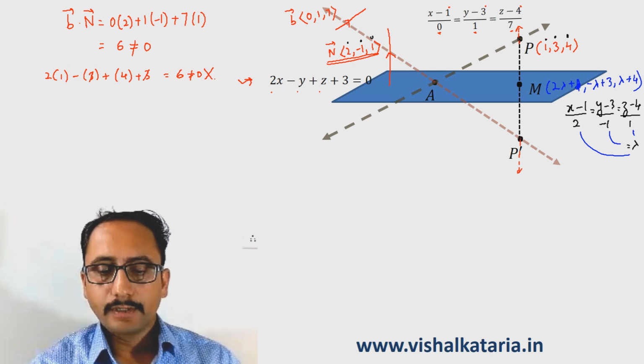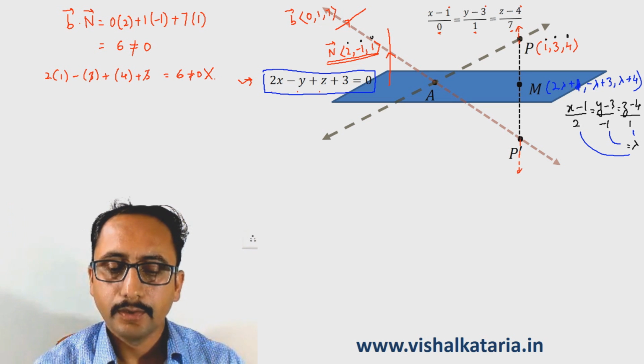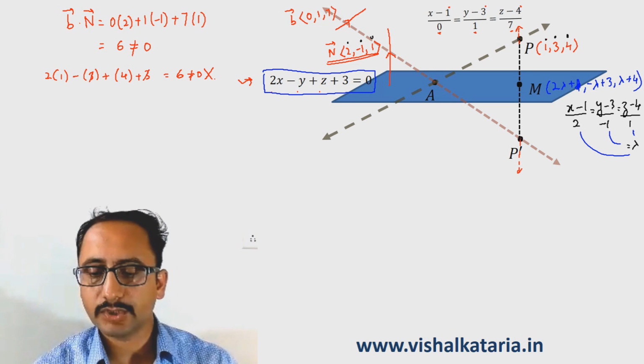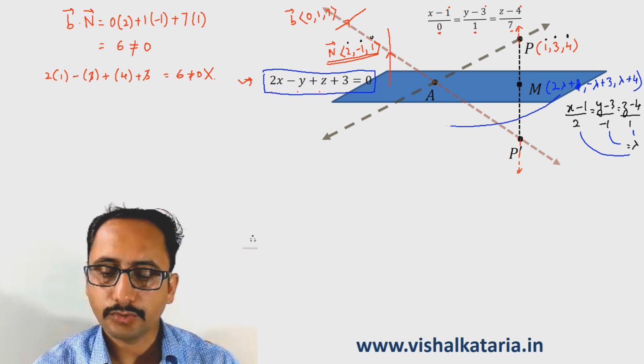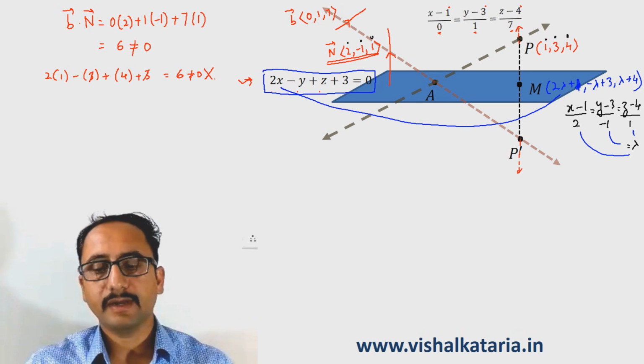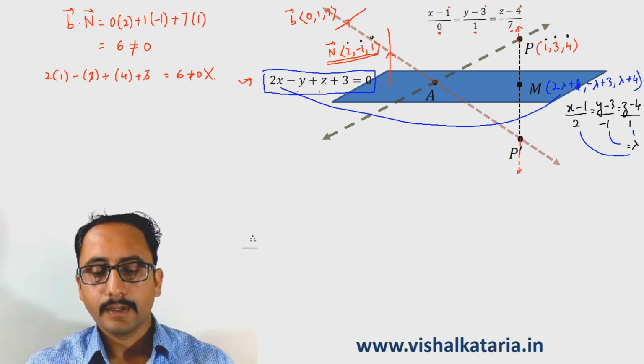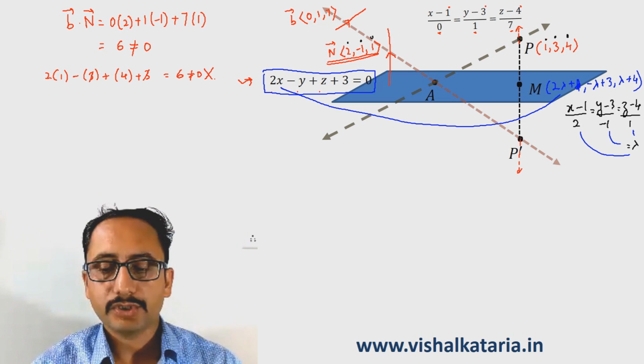M lies on the given plane. So M must satisfy this equation, and if I substitute, instead of x, 2 lambda plus 1, instead of y, minus lambda plus 3, and instead of z, lambda plus 4, it must satisfy the equation, and I will get a linear equation in terms of lambda.